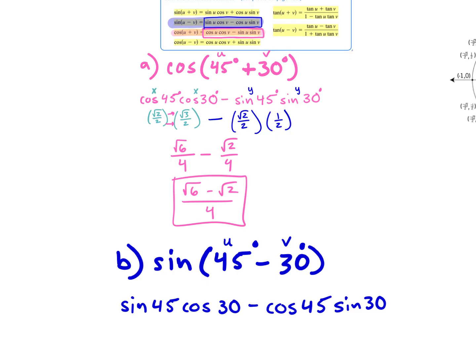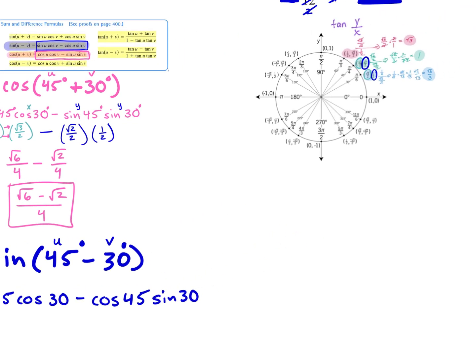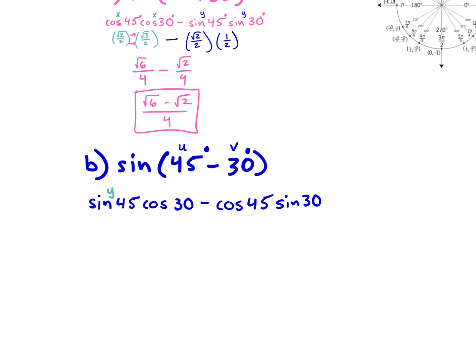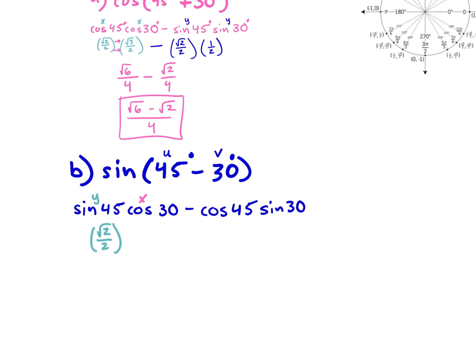Now we're going to find each of these in the unit circle. Sine tells us we look at what? The y. So at 45 degrees, what's our y value? Square root 2 over 2. Cosine tells us we look at what? X. At 30 degrees, what's our x value? Square root 3 over 2.